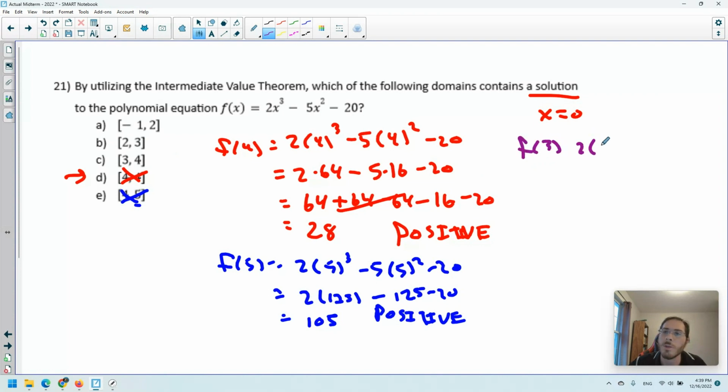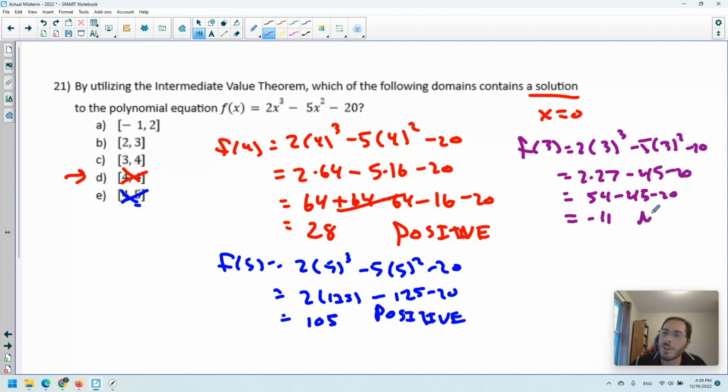So this is going to be 2 times 3 cubed minus 5 times 3 squared minus 20. So this is 27, 2 times 27 minus, this is going to be 5 times 9 is 45 minus 20. 54 minus 45 minus 20. So that's going to be 9. So negative 11, which is negative.